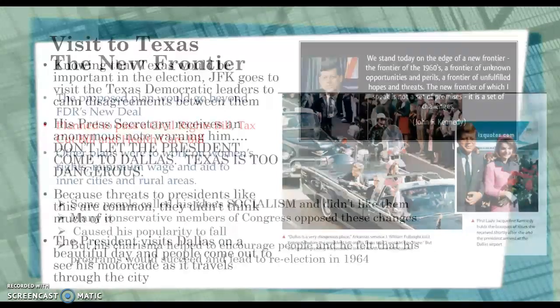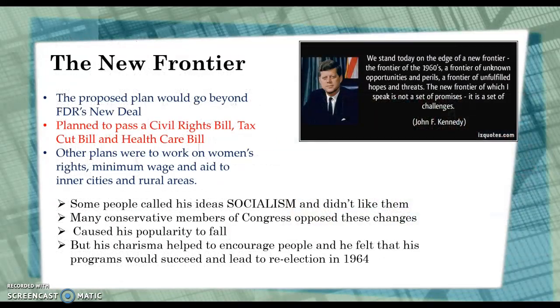Okay, let's see. I need to backtrack here because I paused my recording for a moment. So we were talking about the New Frontier. There's lots of information about this in your textbook. So President Kennedy spoke to the American people about what he called a new frontier that would go beyond FDR's New Deal. Kennedy had legislation that he wanted to pass, and I already explained those to you here.